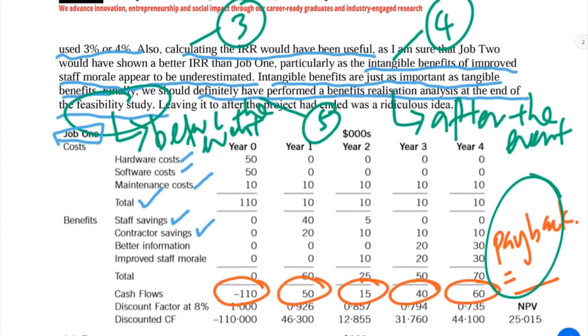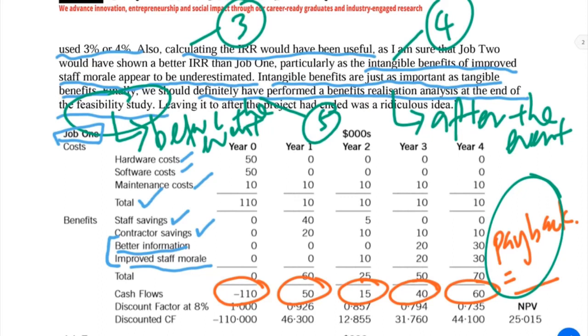But the last 2 here, see, the benefit here is that after you go for the project, after you choose job 1, it will help you to get better information, and it will help you to improve your staff morale. These 2, yes, I agree that they are under intangible benefit, but again, this is intangible.